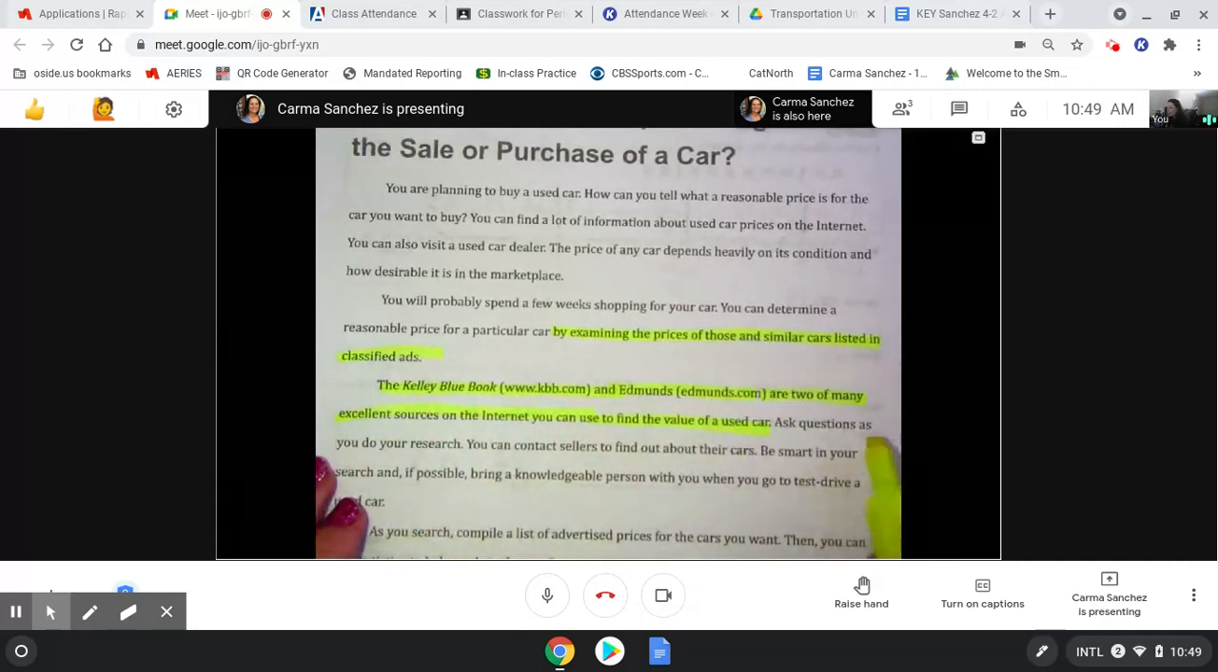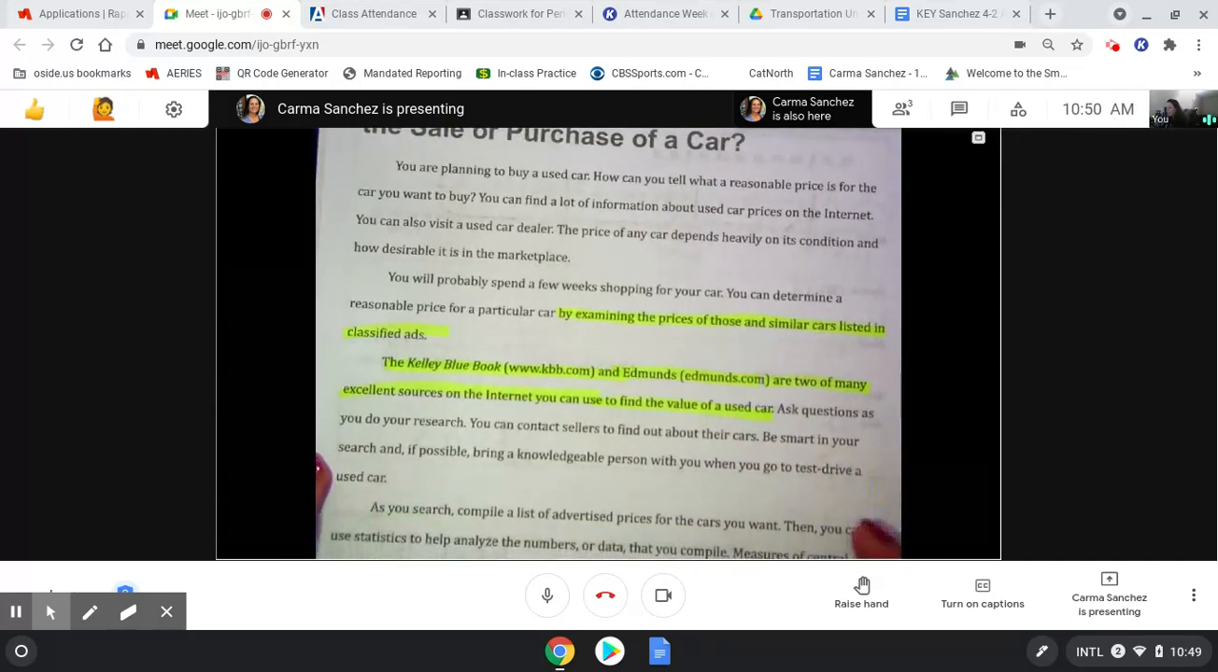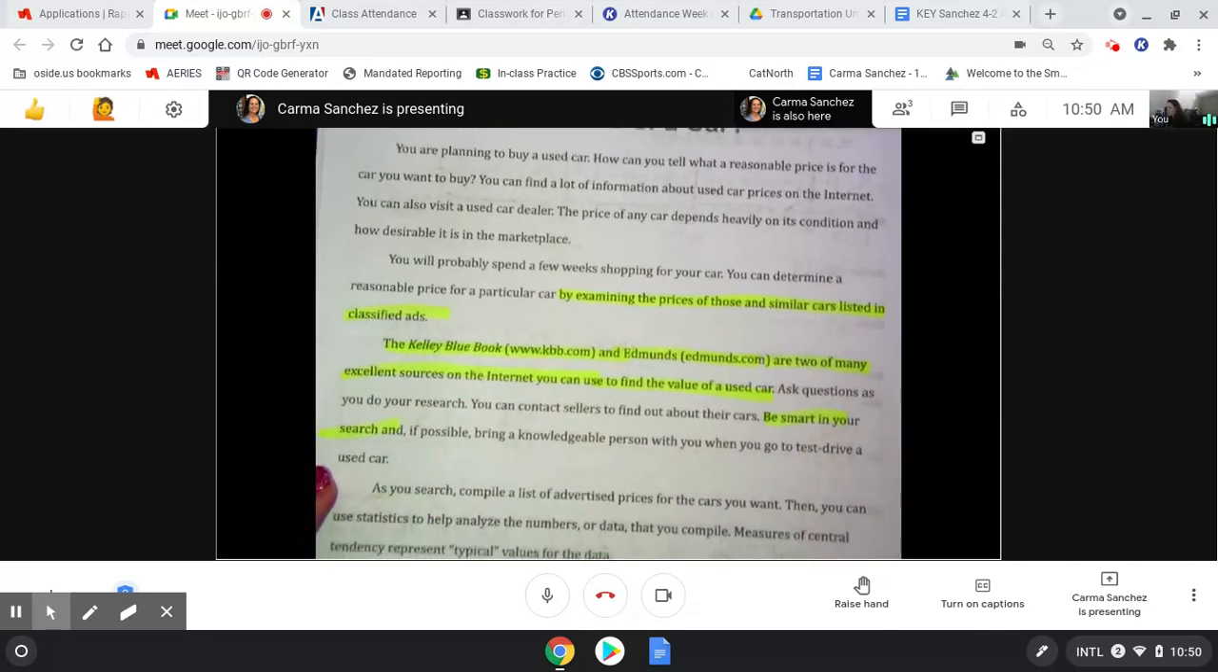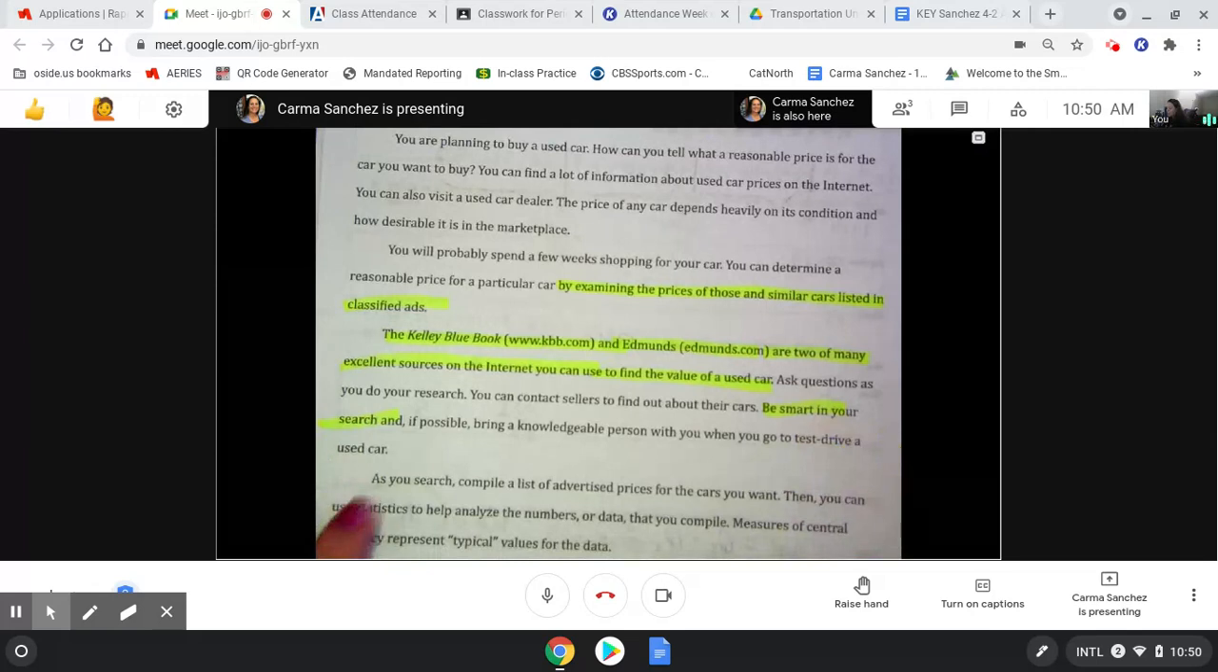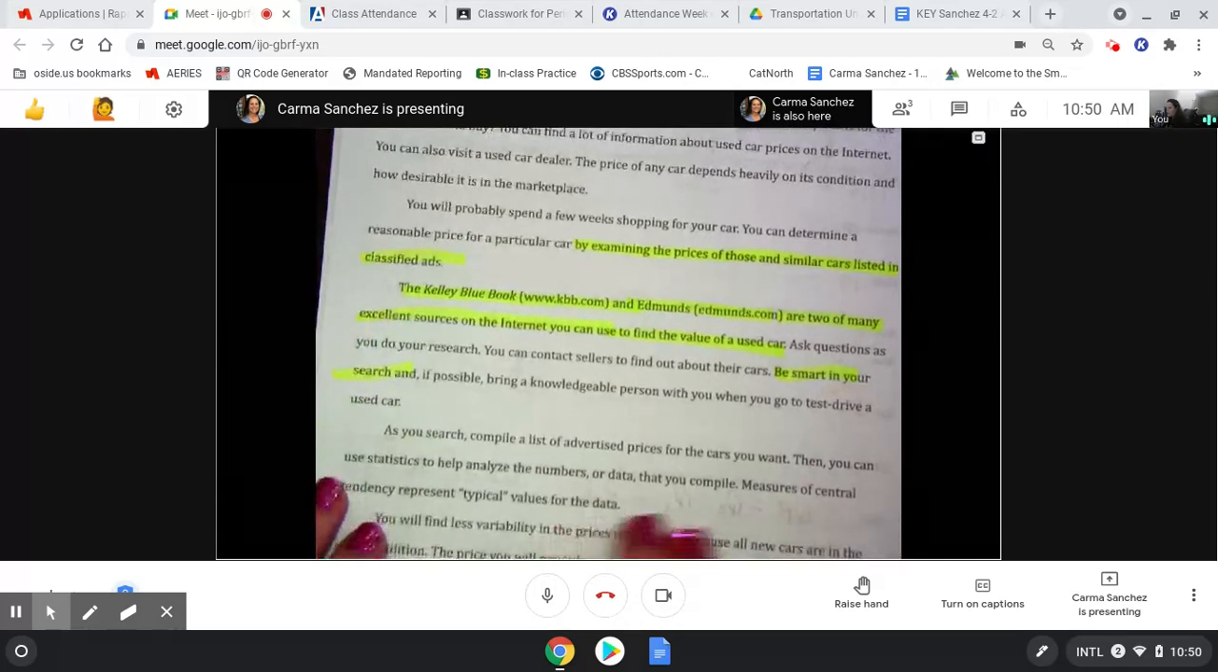Ask questions as you do your research. You can contact sellers to find out about their cars. Be smart in your search. If possible, bring a knowledgeable person with you when you go to test drive a used car. Always test drive a used car. As you search, compile a list of advertised prices for the cars you want, and you can use statistics to help analyze the numbers that you compile.